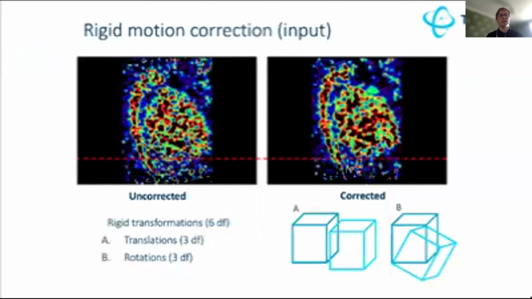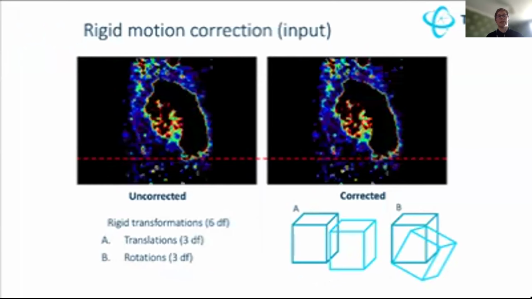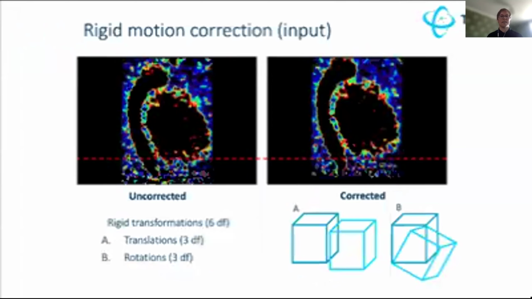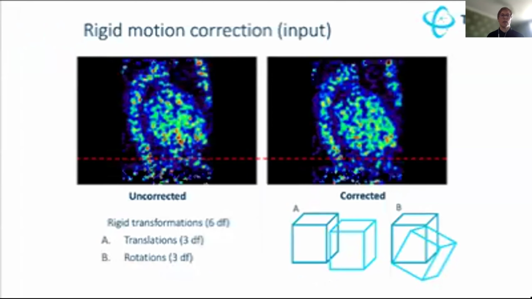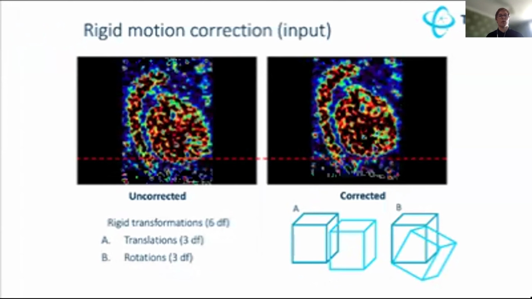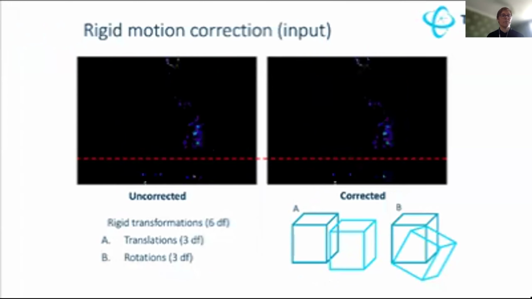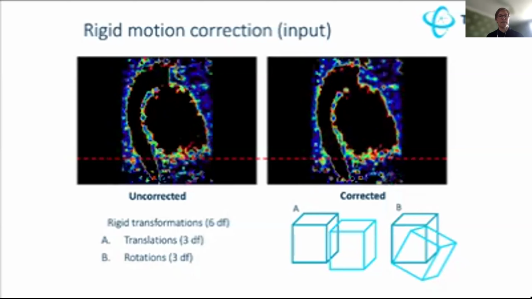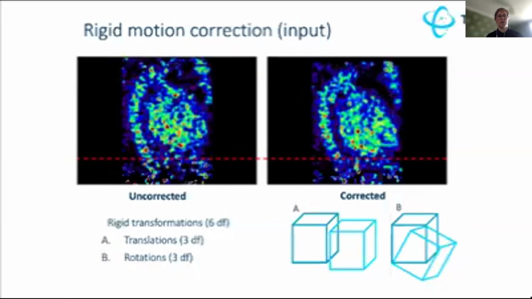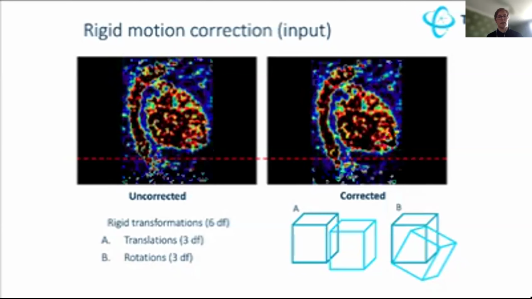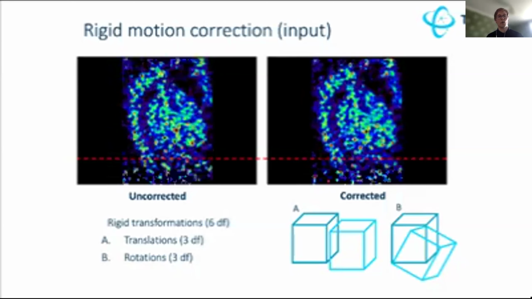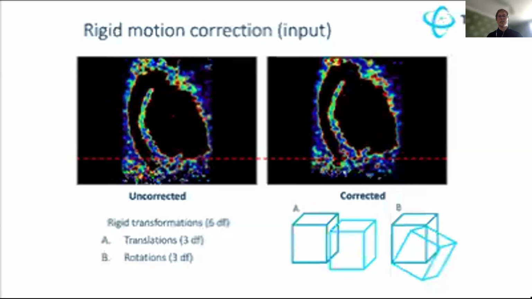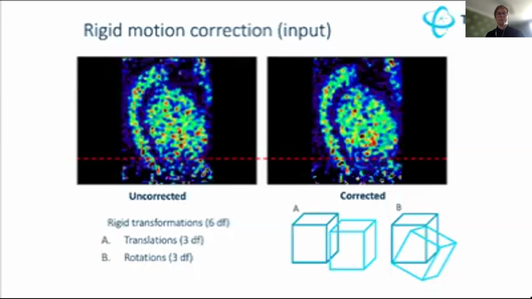The second issue is the subject movement during the scan. Even if the subject would lie still, the heart is still beating and the subject is breathing, and this will also have an impact on the nearby organs. And here in the left figure, you can see a typical case showing the heart movement. And to address this, we can apply the basic rigid object transformations like rotations and translations for correcting the movement. And these operations are applied so that each frame would match the reference frame.